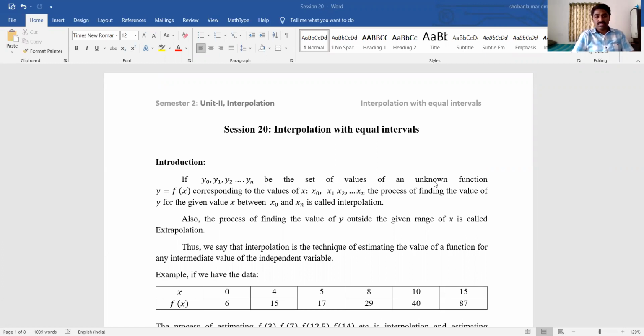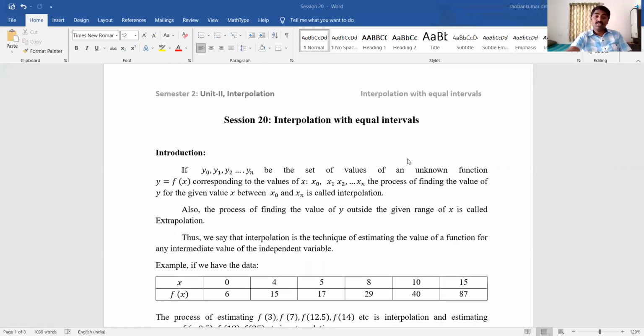Today we have to discuss interpolation with equal intervals. Under this, already in earlier classes, we know the Newton's Gregory forward interpolation formula. Now I have to discuss Newton's Gregory backward interpolation formula. Already we know the introduction.